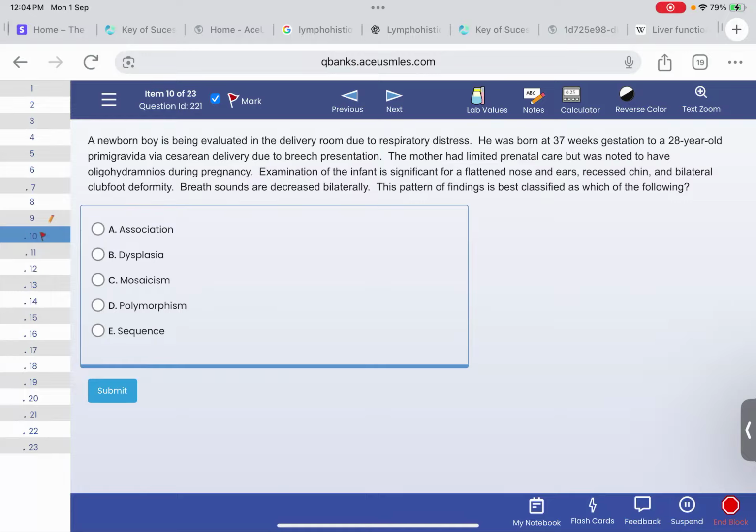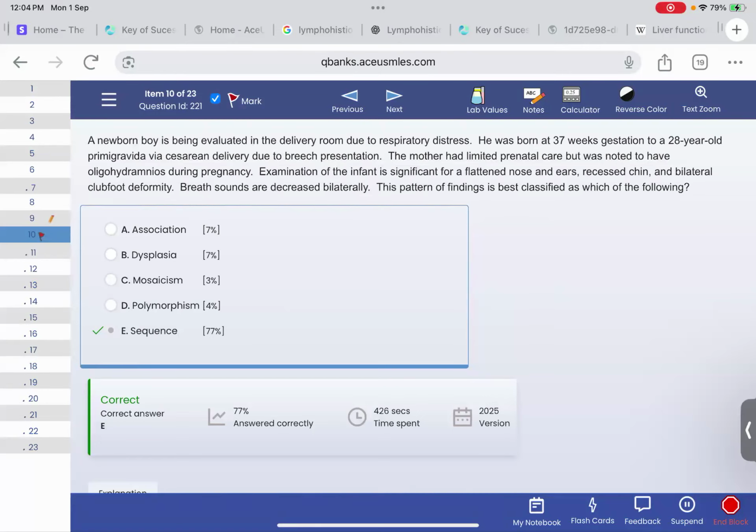Thanks for helping me out. Associations are strange, like one goes in one direction and one goes in the other, and they are associated. So we'll have problems in different areas. An example would be, for example, the VACTERL association, okay?